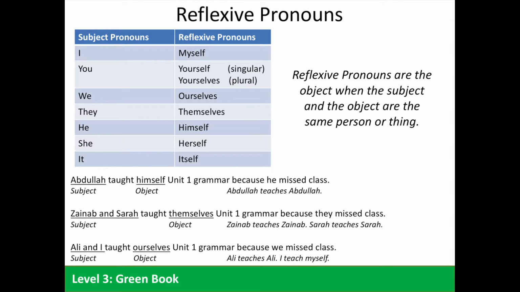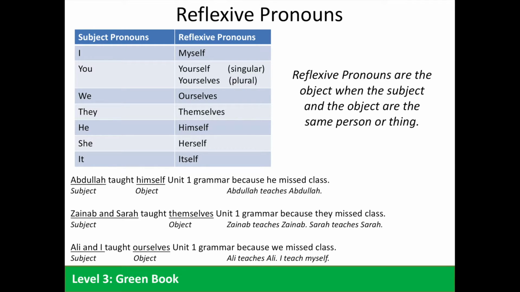In our first example, we have: Abdullah taught himself Unit 1 grammar because he missed class. In this example, Abdullah is both the subject and the object. Abdullah teaches Abdullah. Another example: Zainab and Sarah taught themselves Unit 1 grammar because they missed class. Again here, Zainab and Sarah are the object and the subject of the sentence. Zainab teaches Zainab, and Sarah teaches Sarah.